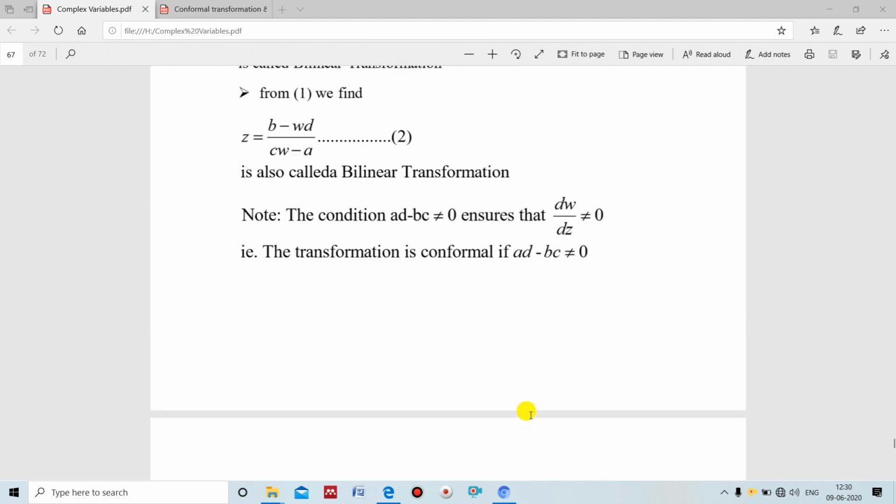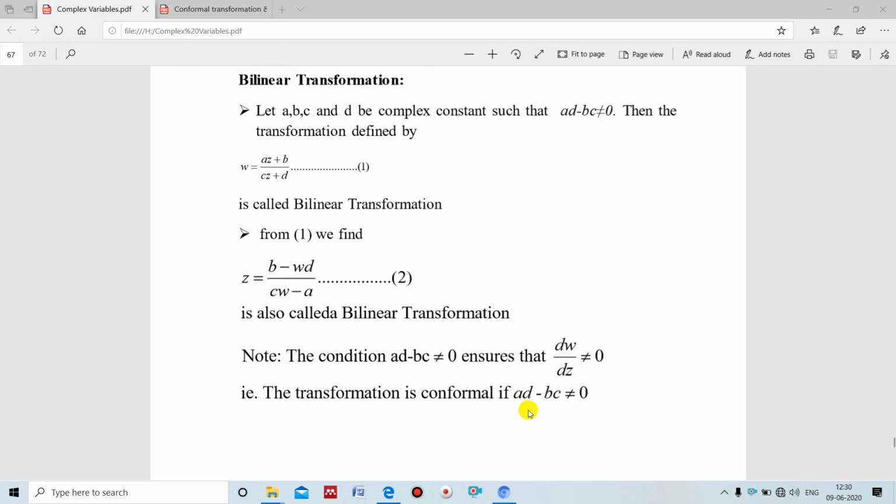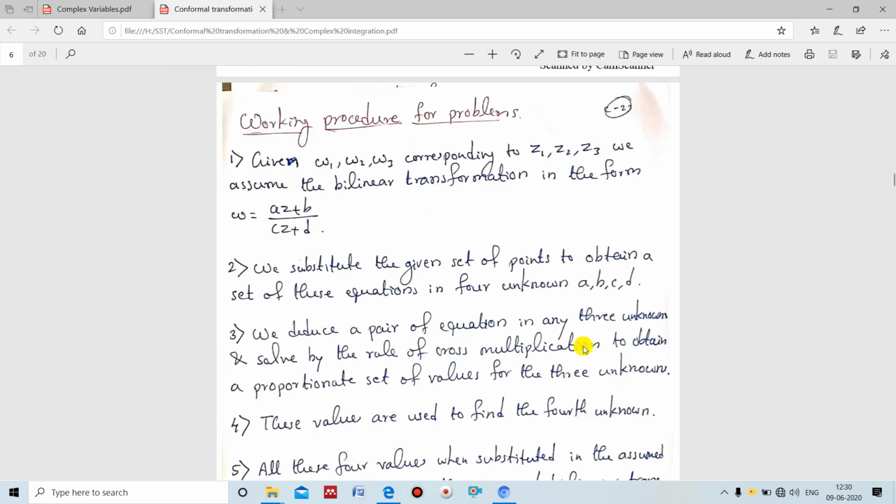So by using this bilinear definition, we solve the example. To solve the example, we know the working procedure. The working procedure is given like this. First, given W1, W2, W3 corresponding to Z1, Z2, Z3, we assume the bilinear transformation in the form W is equal to AZ plus B divided by CZ plus D.